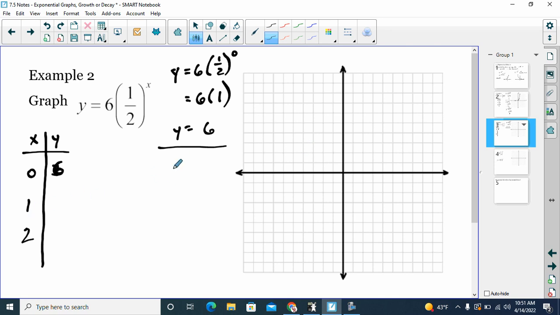Now we plug in 1 for our x. Y equals 6 times 1/2 to the first power. I'm putting 1 in for my x. 1/2 to the first power is 1/2. 1/2 of 6 is now 3. There's my 3. Put 2 in for x.